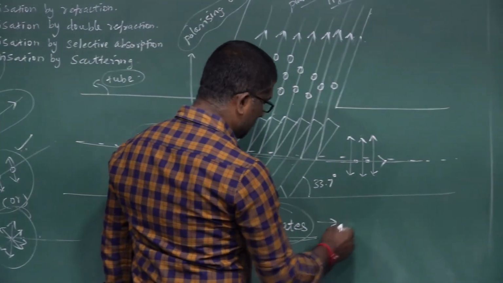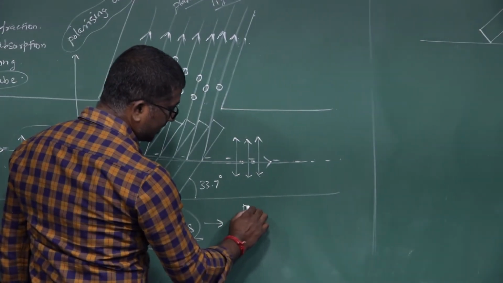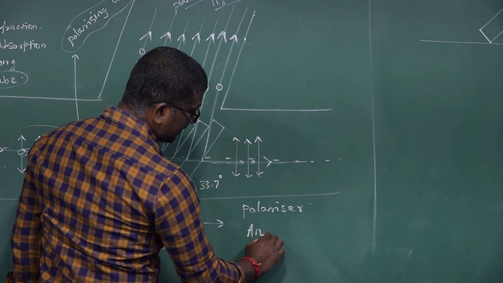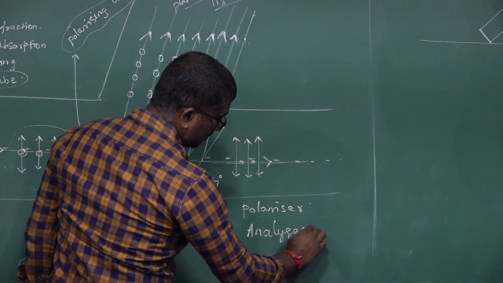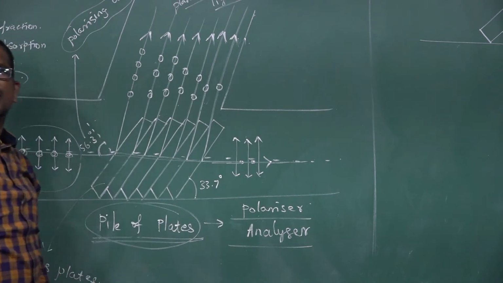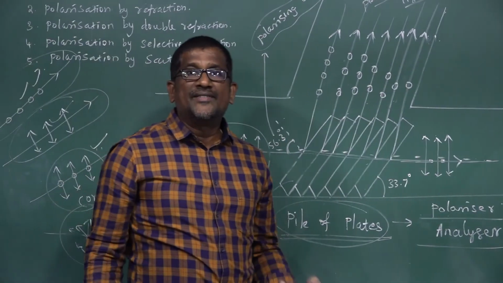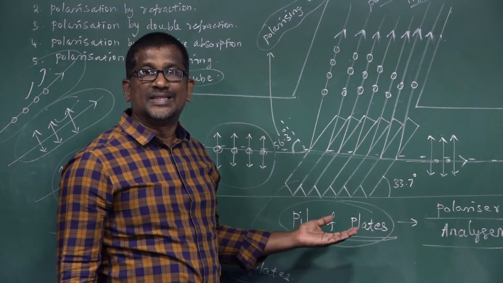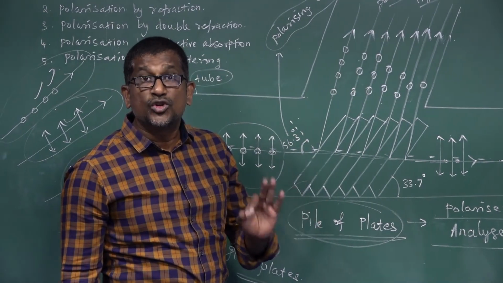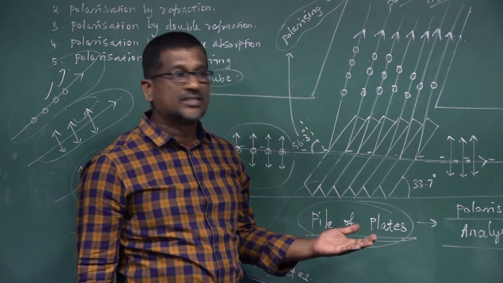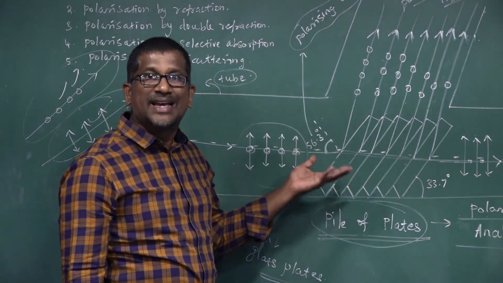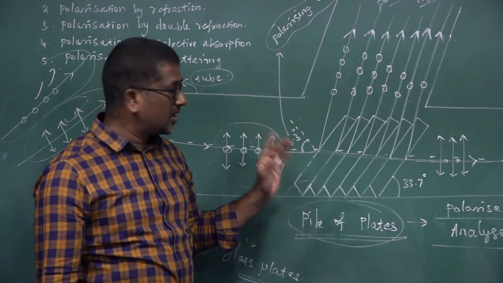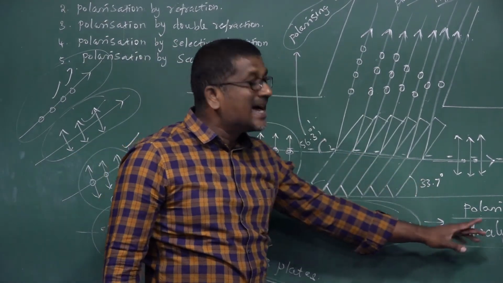Pile of plates is used as both the polarizer and also analyzer. What is a polarizer and what is an analyzer? A device which is used to produce plane polarized light is called a polarizer. So pile of plates is one example of a polarizer, because it is used to produce plane polarized light. And it also acts as an analyzer.